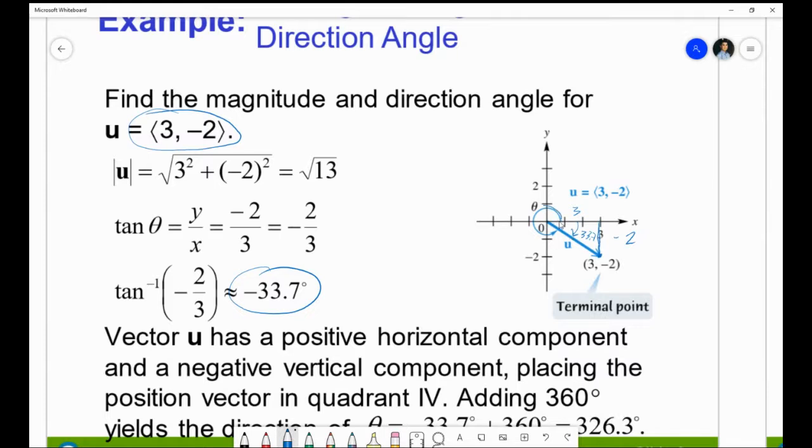Now we want it in standard position, which is the smallest positive angle that will satisfy the same terminal side. So all we have to do is just add 360 to it, and we will get 326.3 degrees, which is this angle here. To find the magnitude, it's very easy, because all we have to do is take the Pythagorean theorem, and we saw that earlier. That was the square root of 13.